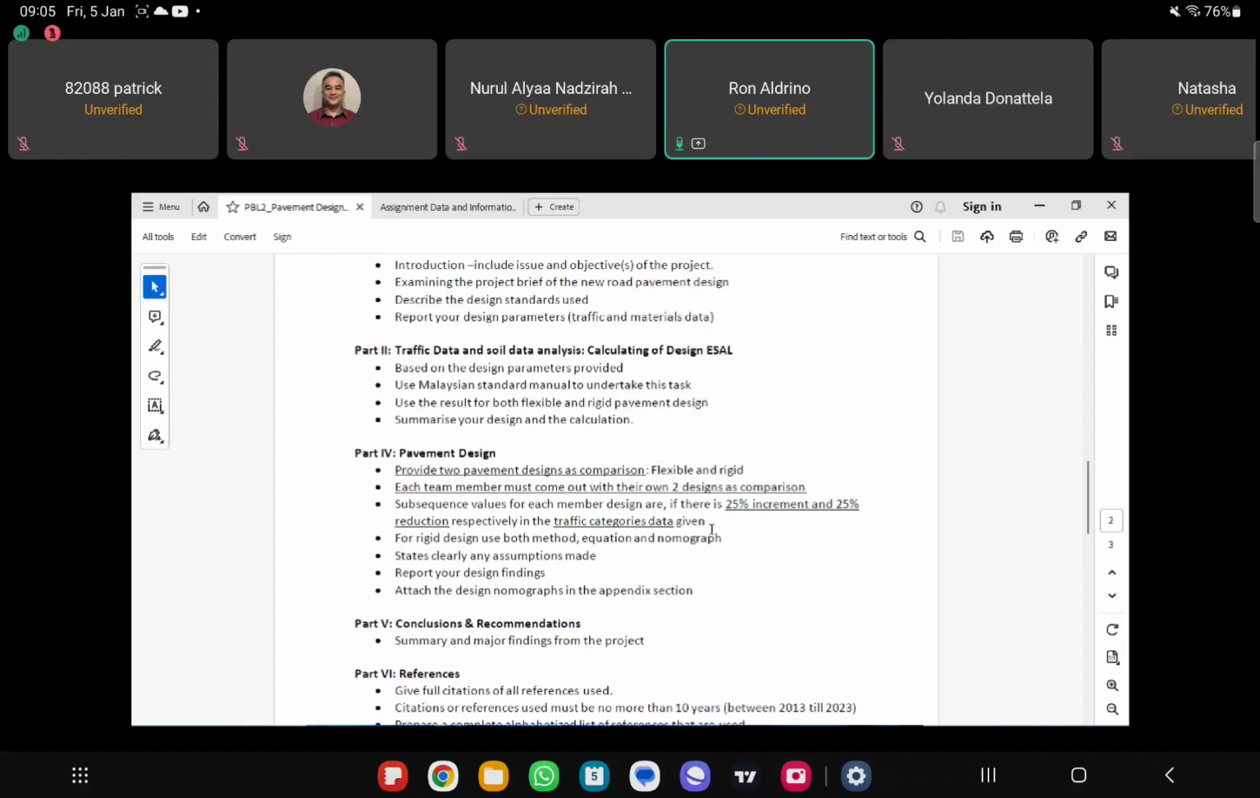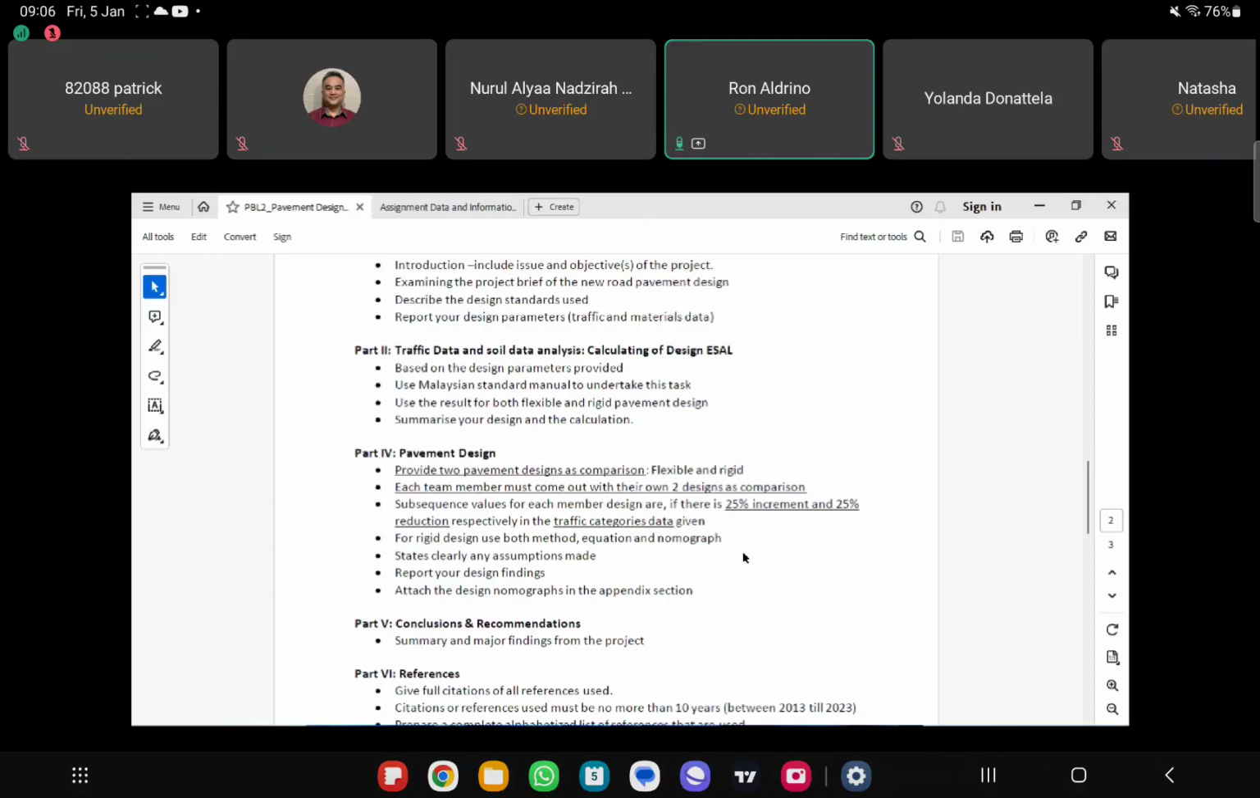five designs, for example, each one of you will have 5 flexible designs and 5 rigid designs. So based on the 5 flexible designs, what have you found? What is your finding there? What are the challenges? What are the assumptions? So these are some of the important discussion points.